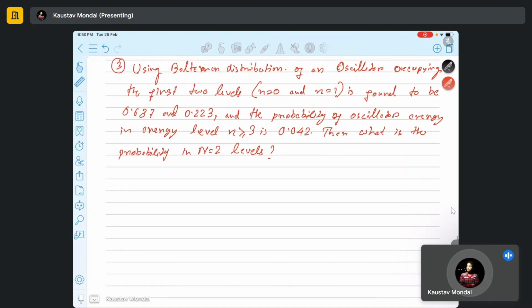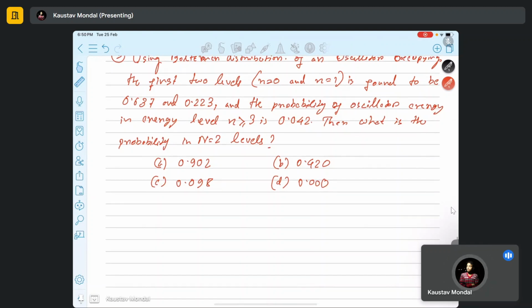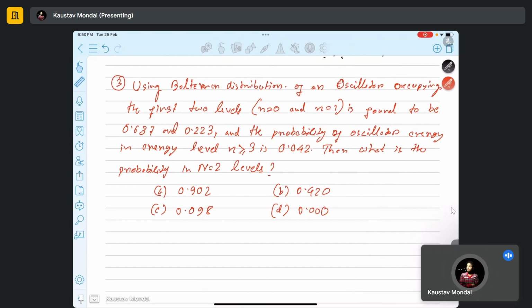Let me also write the options. Option A is 0.902, option B is 0.420, option C is 0.098, and option D is 0.000. So we have to find out the correct answer. Now, before doing the problem, let me discuss what this Boltzmann distribution is and what these energy levels actually mean.